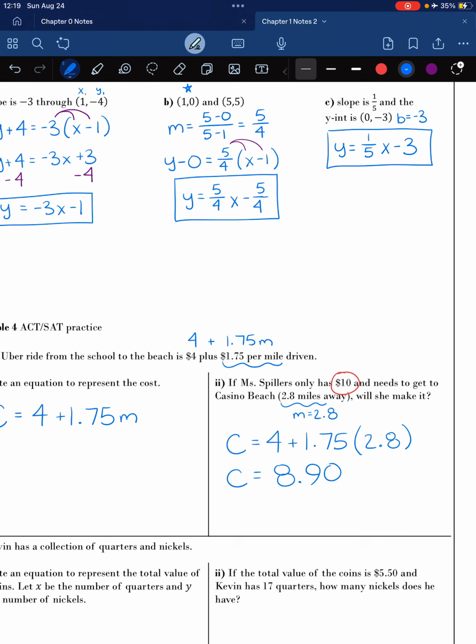So now I'm going to go back and think about that $10. She has $10. Is that enough? And the answer is yes. Yes, she will make it. She has $1.10 left over.